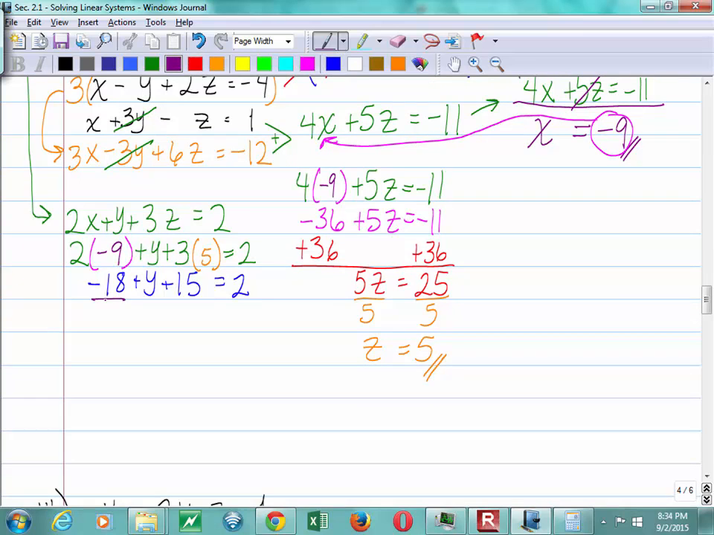And then combine the like terms, negative 18 plus 15 is negative 3. So it's y minus 3 equals 2. Then I'm just going to add 3 to both sides. So y is equal to 5. So now in this case I'm going to write my solution as an ordered triple, x comma y comma z. So that's going to be negative 9 comma 5 comma 5.